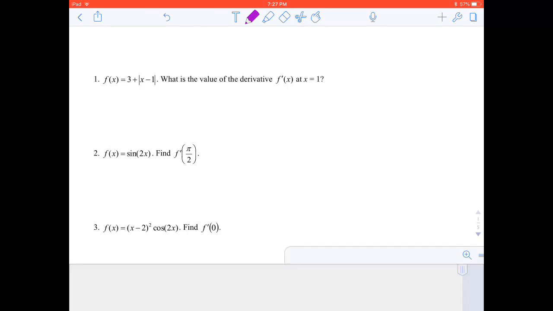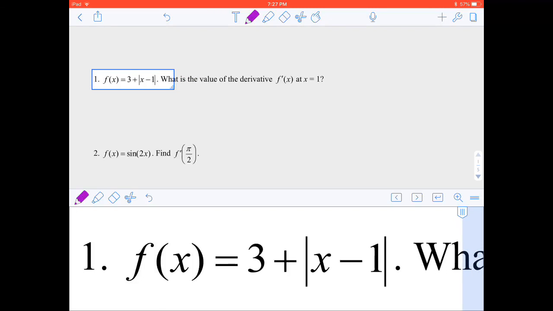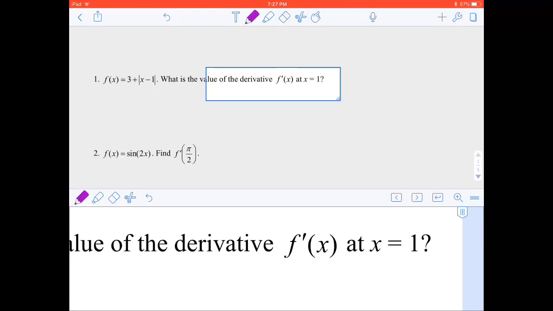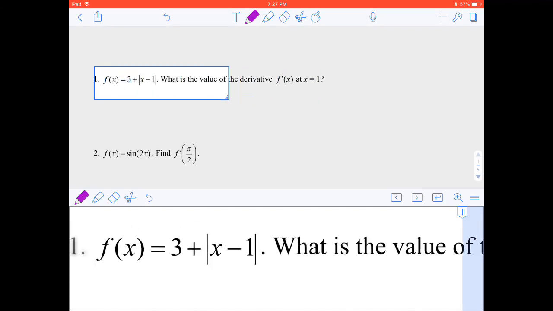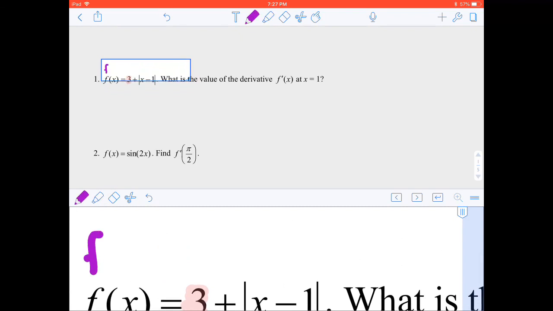So let's get started. This first one here, f of x is equal to 3 plus absolute value of x minus 1. And we want to know what is the value of the derivative f prime of x at x equal to 1. So we need to take the derivative of f. We can start out term by term. This first term here is just the number 3, so the derivative of any number is just going to be 0. So we have f prime of x equals 0.